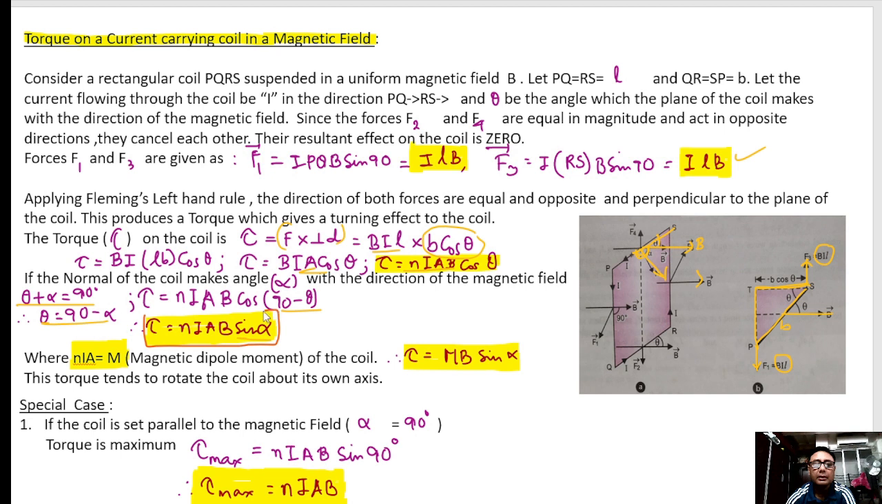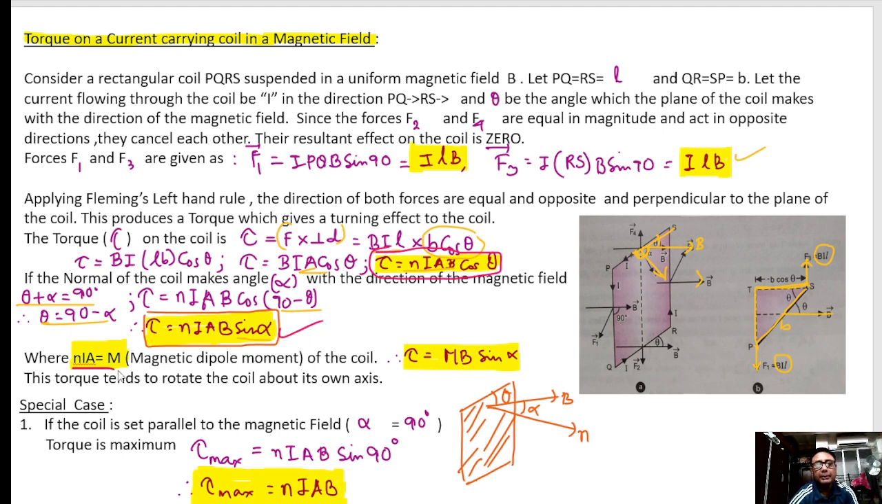And please note here, this is the direction of B. This alpha is the angle of the normal with the direction of B. Alpha is the angle made by the normal of this plane with B. So this is sin alpha, and theta was the angle of the plane of the coil with B. So please don't confuse. If you want to use the angle with the plane of the coil, then use this formula. If you want to use the normal with the magnetic field, then use this formula. Here NIA is called the magnetic dipole moment. Please note here, in place of NIA, we will put M.